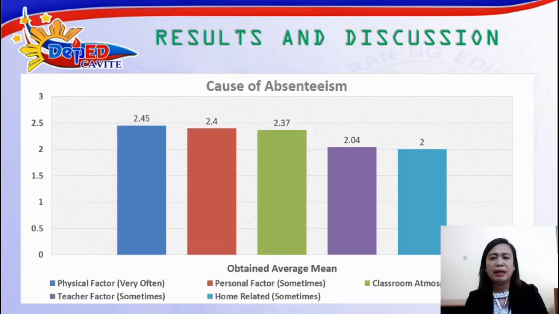As shown in the table, the study revealed that based on the computed mean, physical factor was the highest contributory factor with very often. The distance of the school from their home was the main reason why pupils get absent from their class with a computed mean of 2.45, followed by personal factors with sometimes with a mean of 2.4, and classroom atmosphere also sometimes with a mean of 2.37. The teacher factor fell with 2.04 also under sometimes. The home-related factor, which was the least contributory factor, got under sometimes as well. These factors contributed a lot to why pupils get absent from their class.